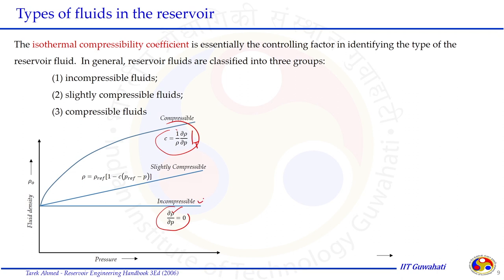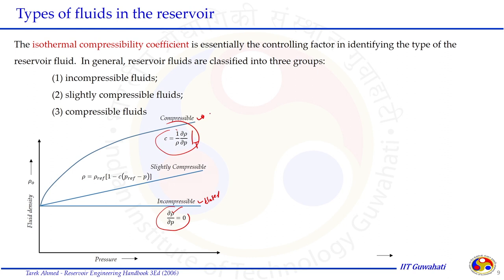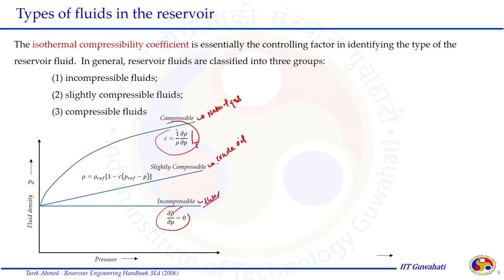For example, we can consider water as an incompressible fluid. Natural gas is highly compressible. We can reduce significant volume by applying pressure on natural gas, and that follows the compressible pathway. And crude oil can be characterized as slightly compressible because its density changes while we apply pressure onto it. So in reservoir engineering, we are dealing with all three systems: crude oil, water, and natural gas.